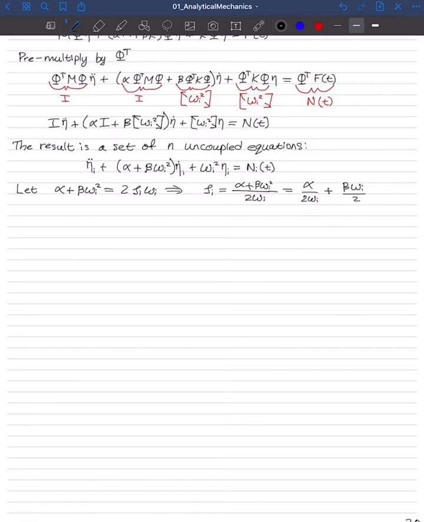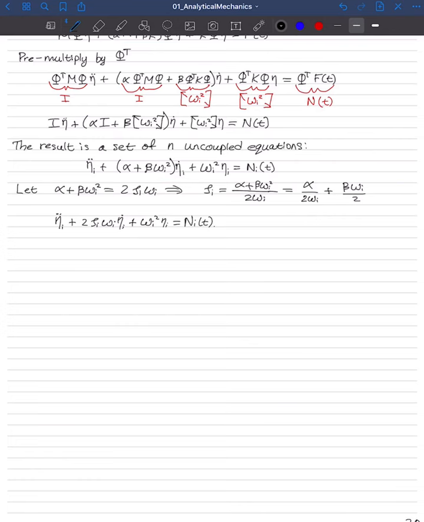So from there we can write that the modal equation is eta i double dot plus 2 zeta i omega i times eta i dot plus omega i squared eta i is equal to n i of t. So that's our modal equation. Let's now tackle the initial conditions.